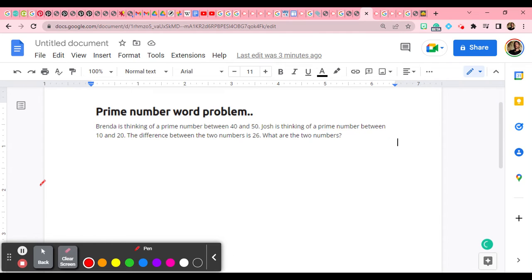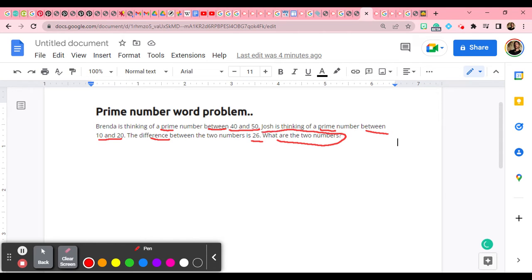Okay, so Brenda is thinking of a prime number, and it has to be between 40 and 50. Josh is thinking of a prime number between 10 and 20. The difference is 26. What are the two numbers?